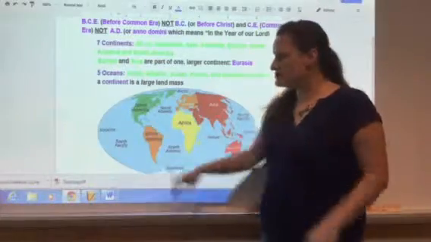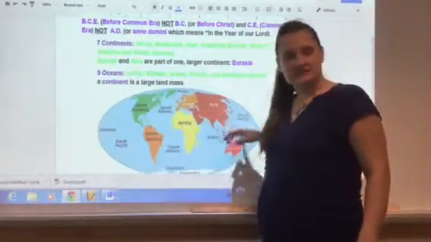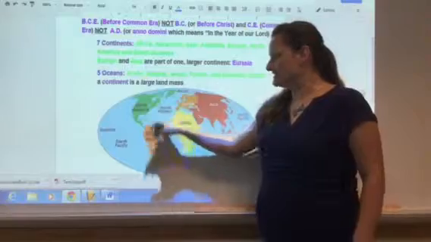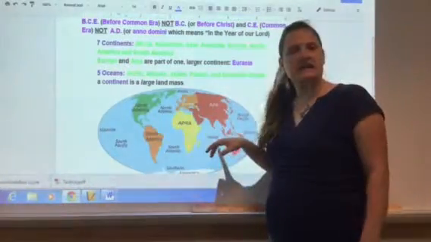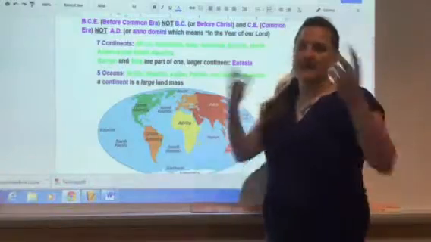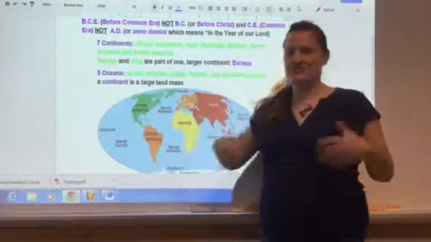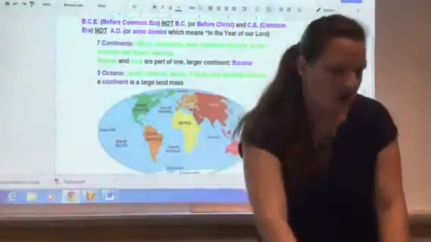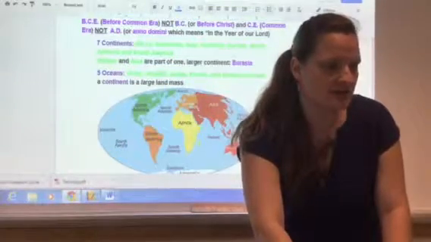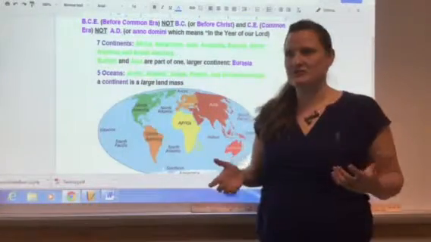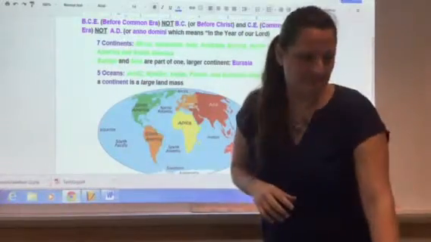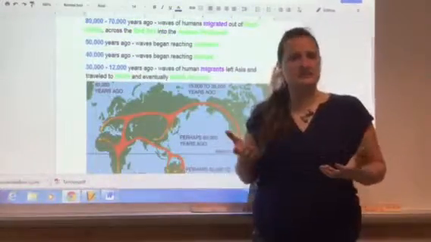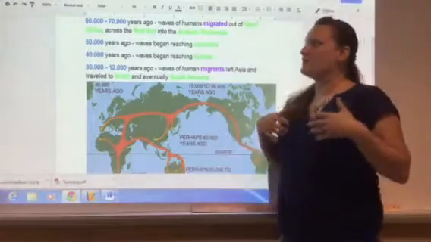Then you've got 5 oceans. You've got the Pacific, the Atlantic, the Arctic Ocean, the Southern Ocean, and the Indian Ocean. Of course, they all connect, and so we could just say we have one ocean. A continent is defined as a large landmass, but of course, who decides what large is? All right, so now let's talk a little bit about human migration.